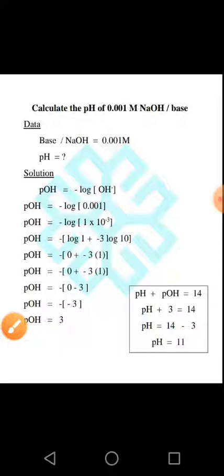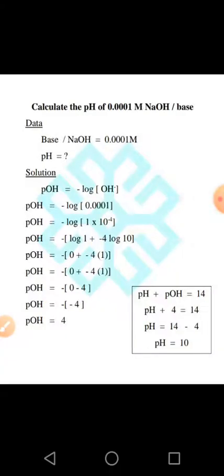Similarly, the same numerical, just the value is changed. You have to solve it by yourself or you can take help from this video. I have calculated it already. Okay students.